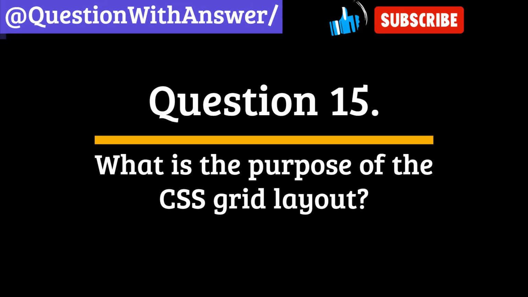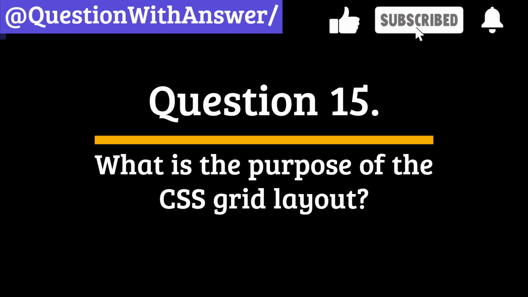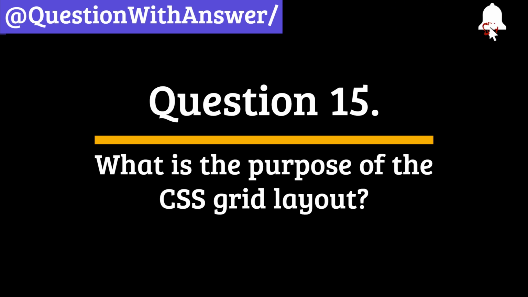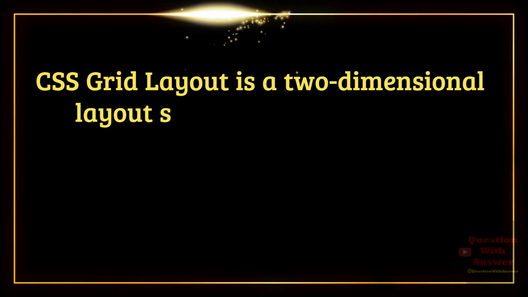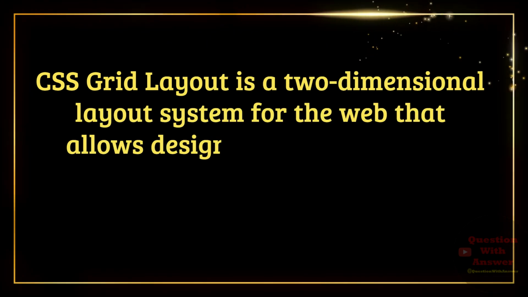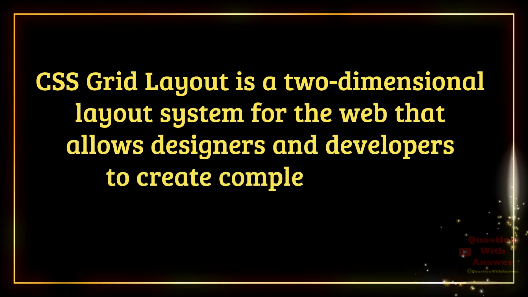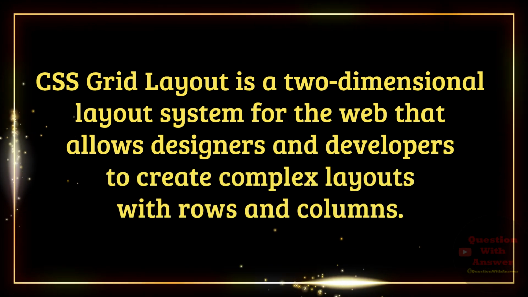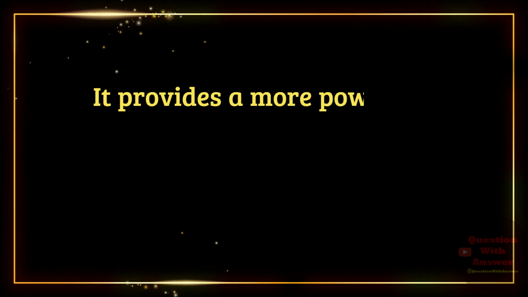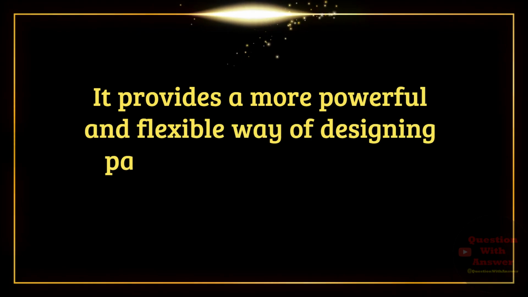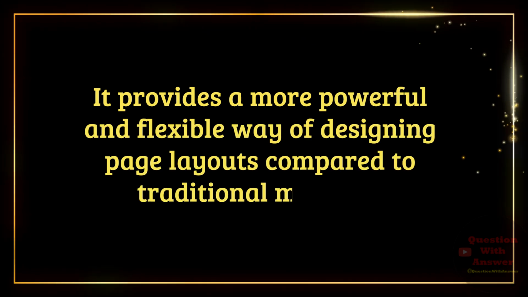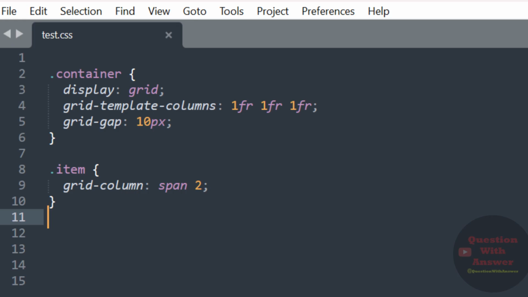Question 15. What is the purpose of the CSS grid layout? Answer. CSS grid layout is a two-dimensional layout system for the web that allows designers and developers to create complex layouts with rows and columns. It provides a more powerful and flexible way of designing page layouts compared to traditional methods. This is the example of grid layout in CSS.